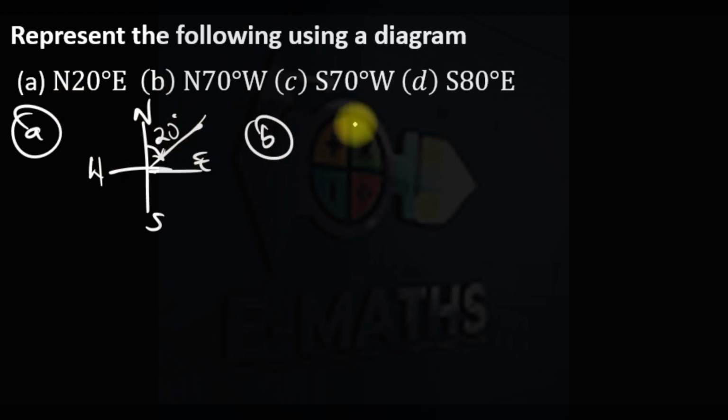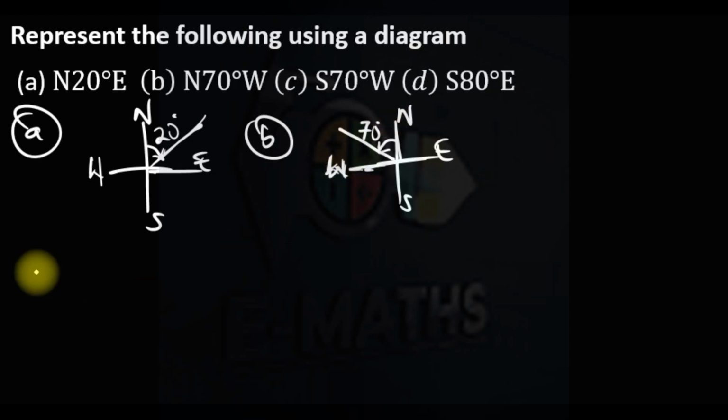Now the second one. The difference now is that instead of moving clockwise, this should be counterclockwise because this is west, but the other one is east. So starting from north, I move this way. Do you see the logic? Please don't make the mistake: if you're asked to move from north to west, don't move from north to east. You need to be very careful.